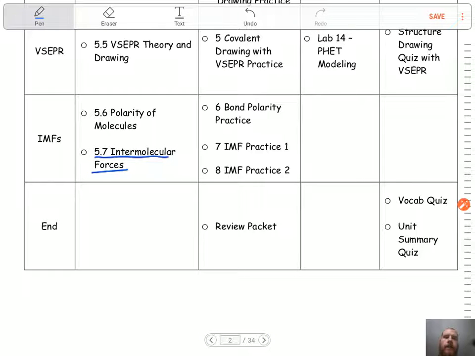Hey guys, this is the last video of Unit 5 on bonding. This is 5.7, dealing with intermolecular forces. Now, notice you have two practice sheets that go along with IMFs. They are always on the Regents exam, so I really want to make sure that you guys understand them.